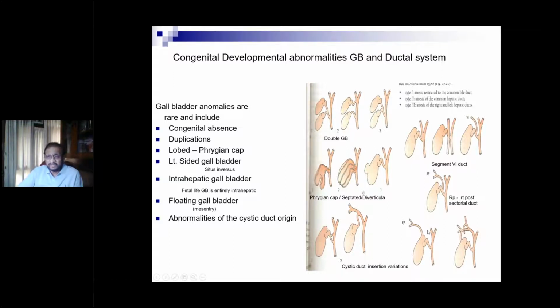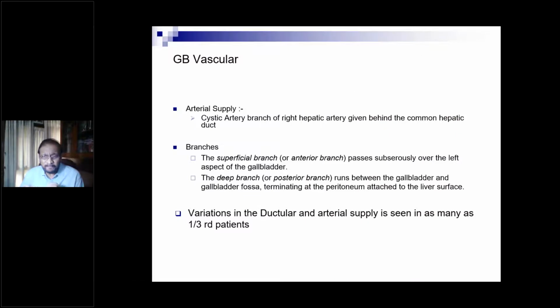These are very important, and then you will form jaundice. Right, the arterial supply is simple. The cystic artery is from the right hepatic artery. It divides into two: the superficial or the anterior branch and the deep or posterior branch. Runs in between the gallbladder.